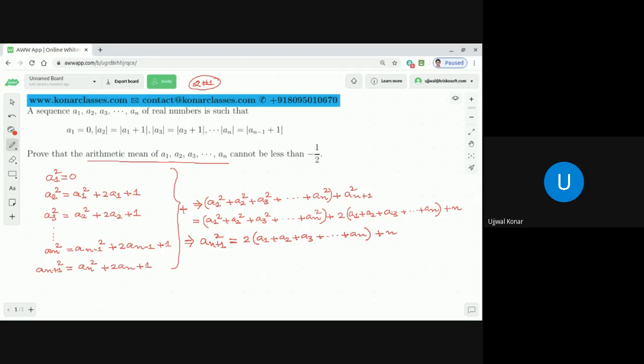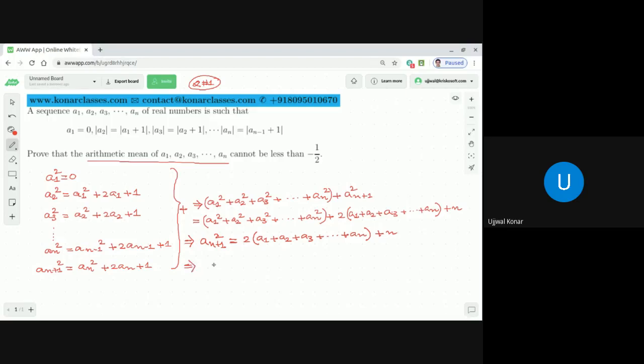Now tell me one thing, dear students. An plus 1 square can be negative? No, it can't be negative. Correct? Because if an plus 1 is negative, then negative square is positive. When an plus 1 is positive, then positive square is positive.